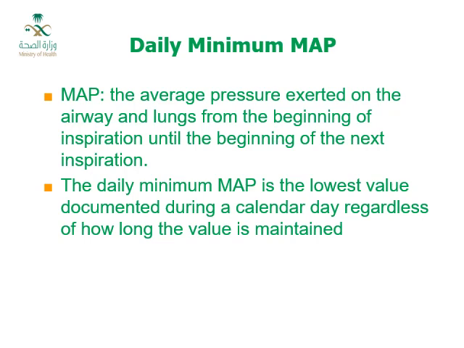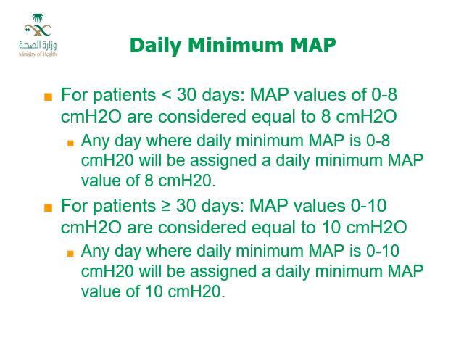We will take the documented lowest value during a calendar day to see if the worsening happened on this value or not. Again, for the daily minimum MAP, this is very important: for patients less than 30 days old, MAP values from 0 to 8 are equal to 8. For patients 30 days or more old, we consider values from 0 to 10 equal to 10. This is very important in identifying pediatric VAE by using the daily minimum MAP.